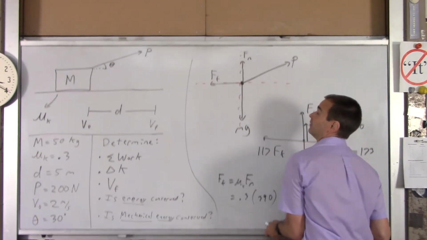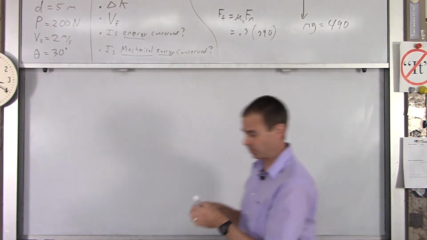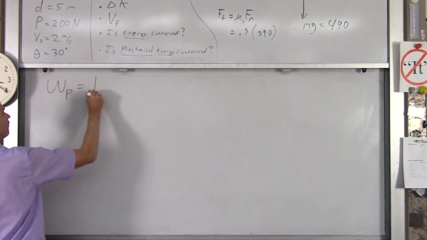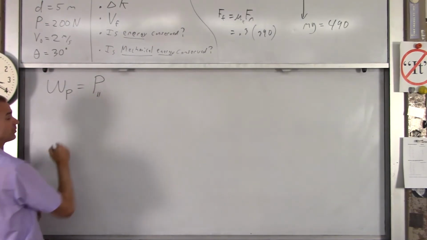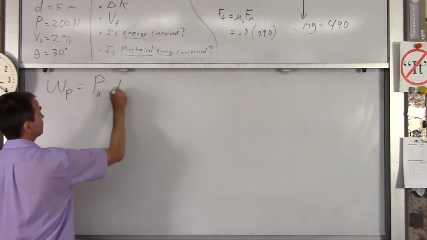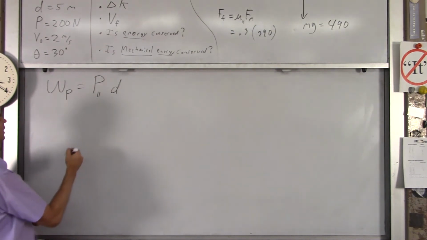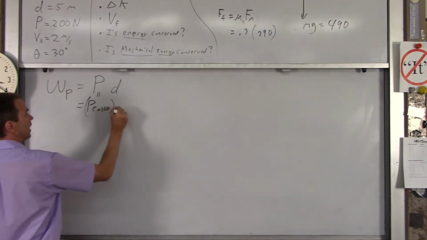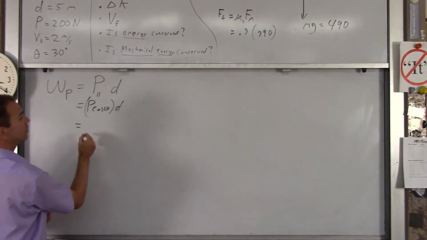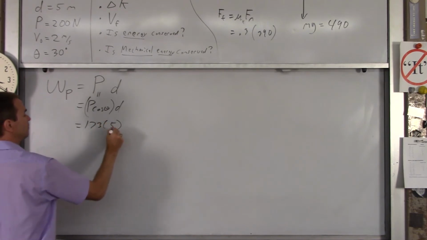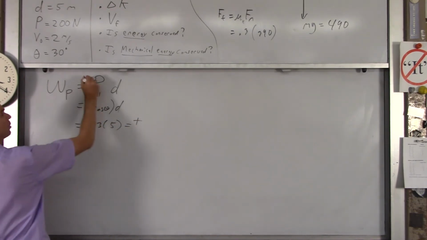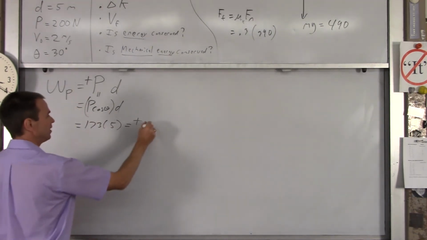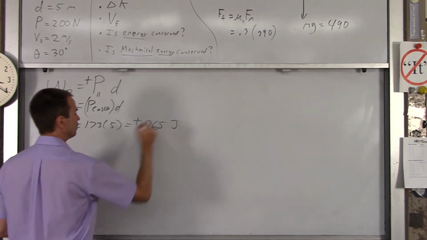So I will find the work done by each of those forces. The work done by P is P that's parallel to the motion times the distance, which was given as 5 meters. This is simply P cosine theta times d, and we got these numbers. P cosine theta was 173, and d is 5, and you get positive, and I'll put a plus up here too. That's positive work. We just mentioned why. I got 865 when I did that in the calculator, and that would be joules.